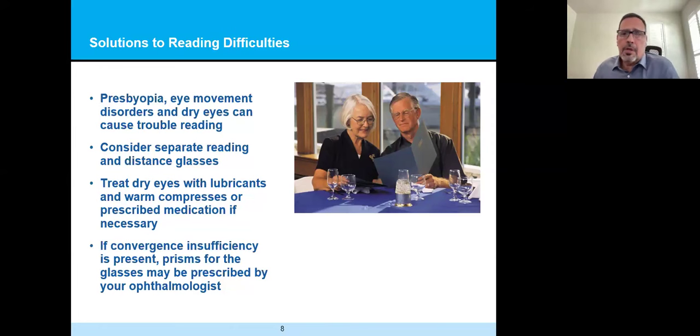Treat the dryness. Again, you start with over-the-counter, like we discussed before, artificial tears, warm compresses, humidifiers, and so on. And if that's not enough, then prescription medications for dryness will help a lot if dryness is an issue with reading. If you do have convergence insufficiency, that's something that your doctor will have to diagnose. There are some simple tests in the office to diagnose that, and that can be corrected by putting prisms in the lenses. Those you will definitely have to get as prescription lenses. They are not available over the counter because they will be specific for you and whichever deviation you have to correct that convergence insufficiency.